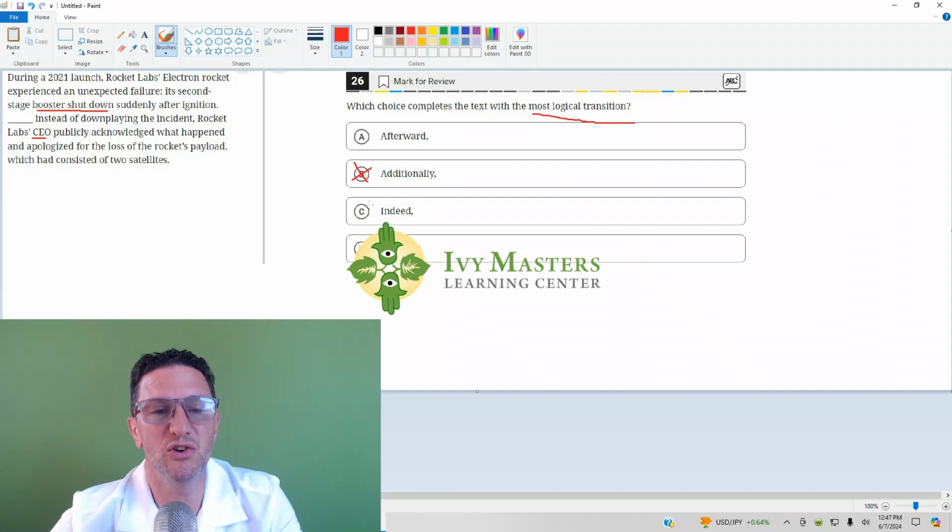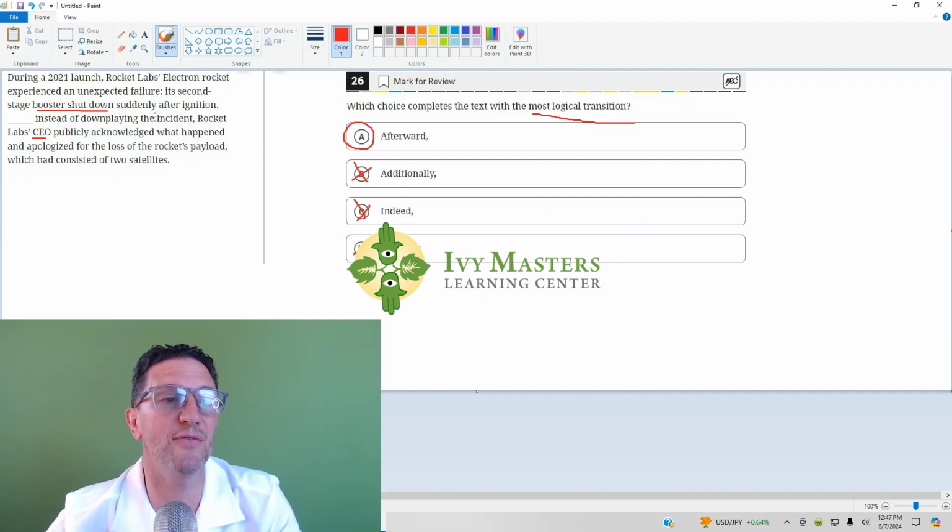Indeed literally means in doing. So what comes after it would have to actually be what happened. But what happened came before it, so C is gone as well. Similarly would kind of be like additionally, answer choice B. So similarly, it would have to have something else that had happened wrong with the rocket. So D is going to be gone as well. Afterward is your best answer choice because, of course, it would have to have shut down first, and then afterward, the CEO would have responded to it shutting down.